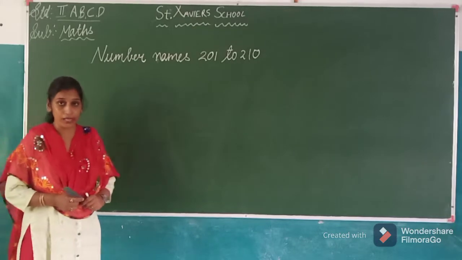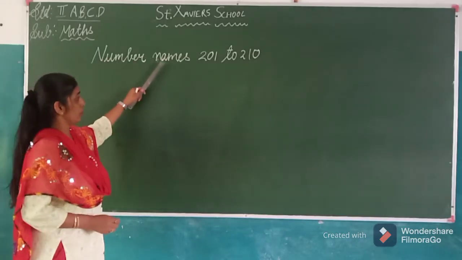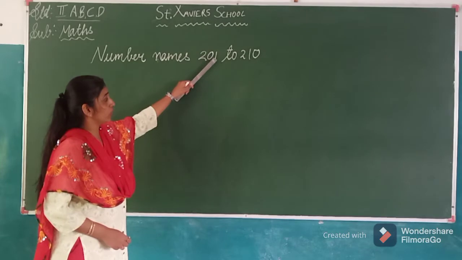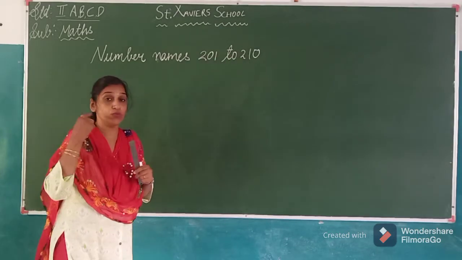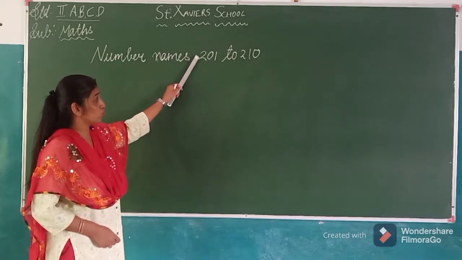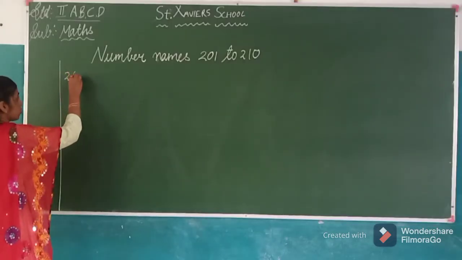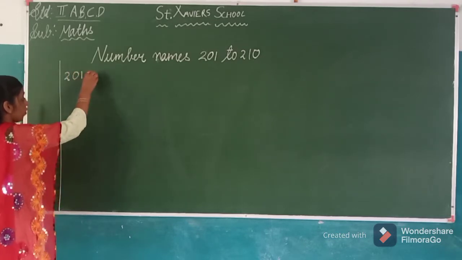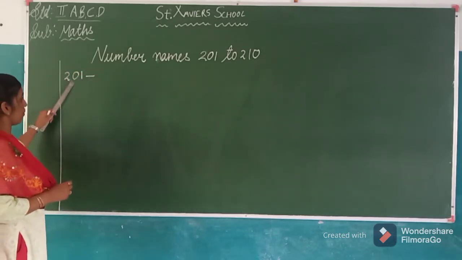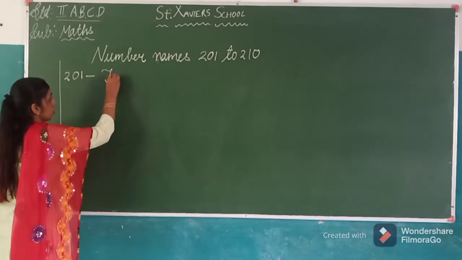Take the notebook in your hand and start writing with me. Take a new page. Give the heading number names, 201 to 210. हम 101 जैसे प्रोनाउंस करते थे. In the place of 1, it is written over here 2. So we will say 201. See, like this 201. Now we have to name this number. हमको इस number को name देना है. How will we write? 2.